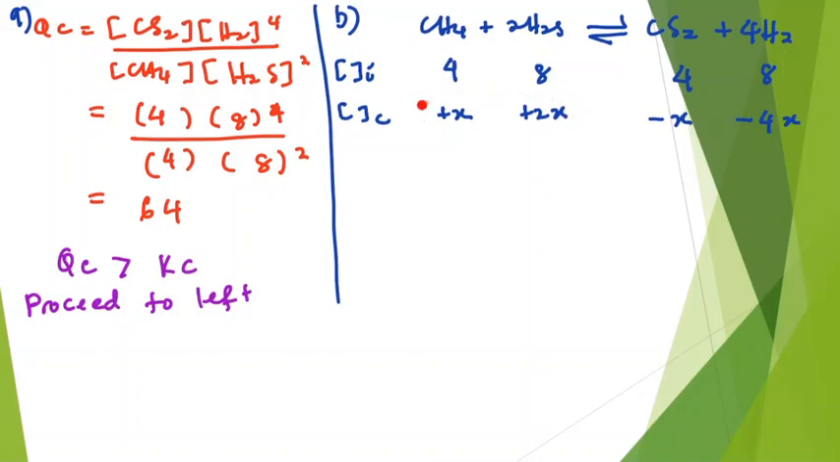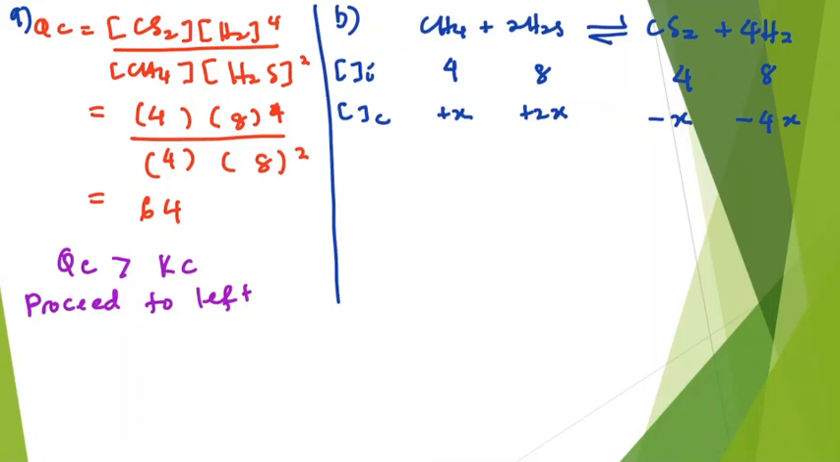Okay, so normally our reactant side concentration change will be negative, while the product side will be positive. However, as for this question, we have calculated our QC first, and we know that the reaction is progressing to the left. So when the reaction is progressing to the left, that is why the amount of the CS2 and H2 decrease with time, and we put it as negative x and negative 4x.